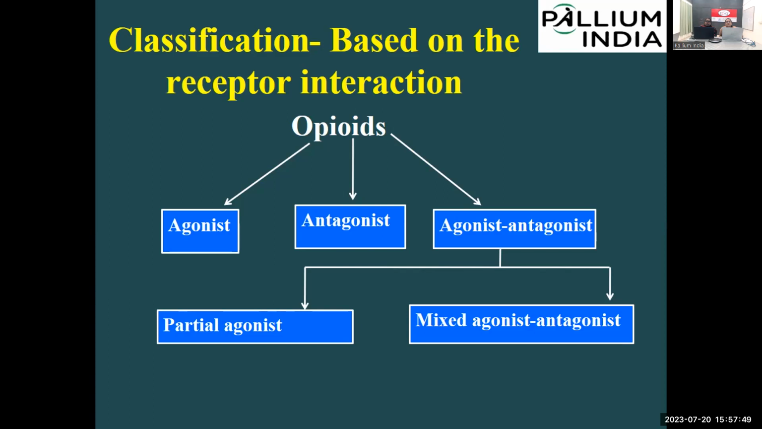Partial agonist. Please do click on partial agonist. Moving into the detail of this agonist-antagonist group, you will get confused, so I didn't want to explain that. This group of drugs can again be classified: some have partial agonistic action and some have mixed agonist and antagonist action. So that is another classification under the agonist-antagonist group: partial agonist and mixed agonist-antagonist.